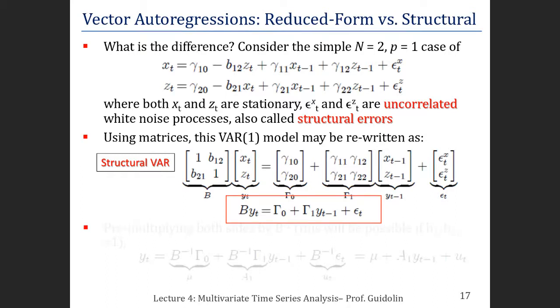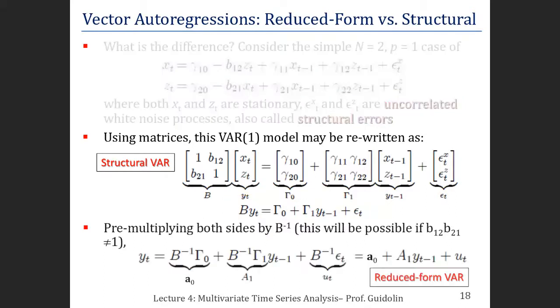Now, by pre-multiplying both sides by the inverse of B, apparently I got rid of the complication, because now I got, at the very bottom of the slide, the reduced form VAR, which now is a system of regressions. And you could be all happy. All right, we solved the problem.